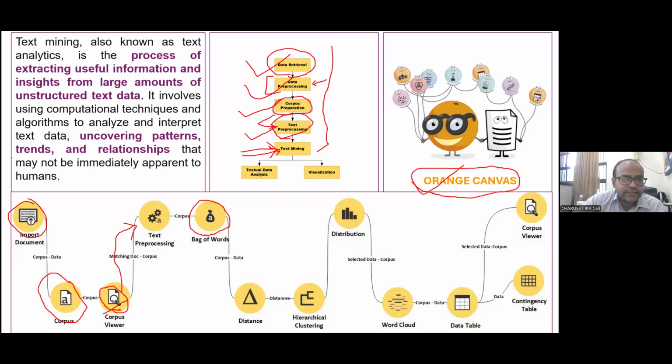But for now, let's say, for example, this one is a sentence: it involves using computational technique. Now, what this bag of words and this text pre-processing tool do is break this sentence into words. So it will break it into each word: it, involves, using. Ultimately, it breaks all of your sentences and collects them as words, transforming them into words rather than sentences, right? So this is the bag of words.